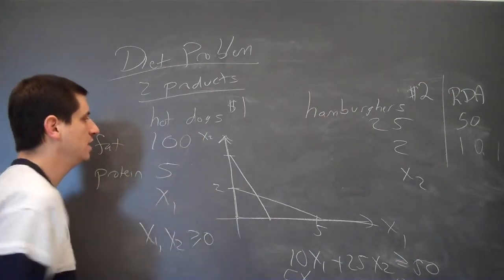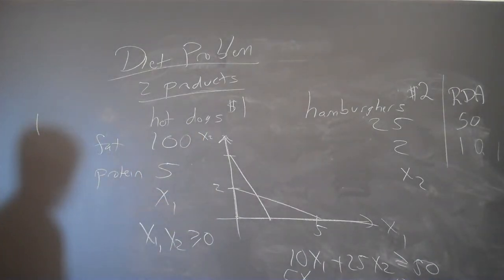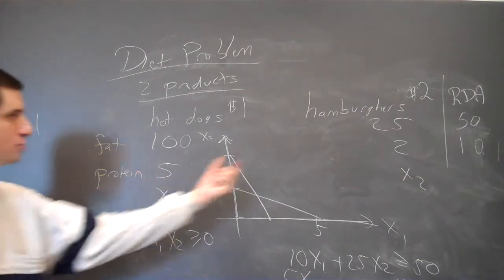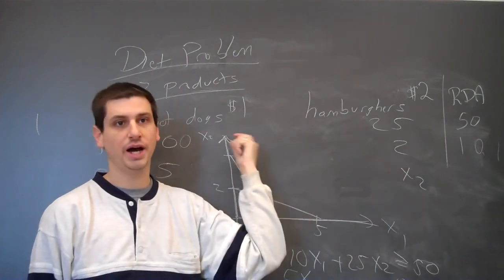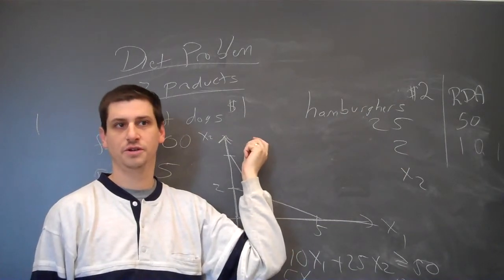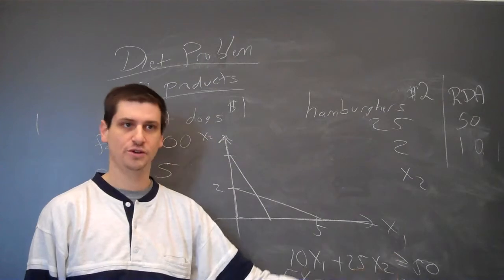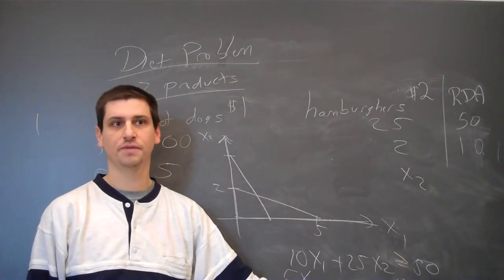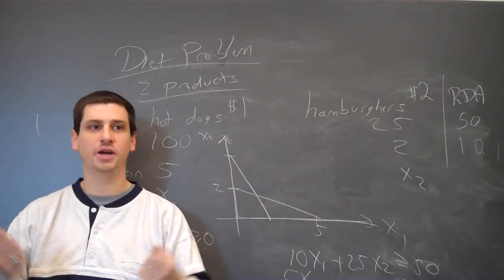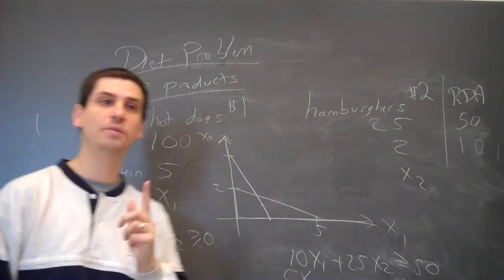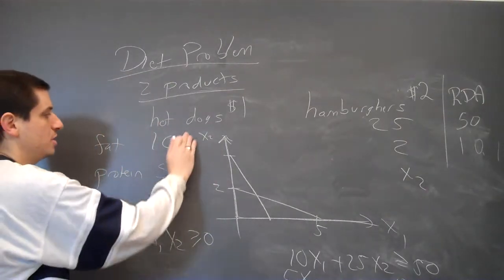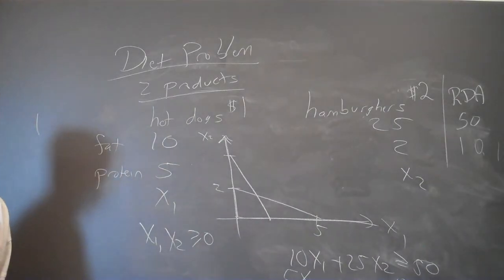What if I had this? 1 unit of hot dog gives me 100 units of fat, which I think is more reasonable, and 5 units of protein. Alright, what's the optimal solution? Hot dog dominates hamburgers now. I would buy 2 units of hot dogs. One of these will be an equality, because if they were both greater, I could cut back on something. But I don't know that both of them will be an equality. So it's actually possible that one of them might be an inequality.